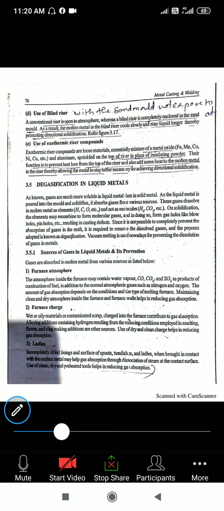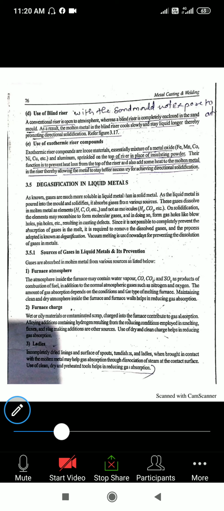So which methods and sources are involved, and what precautions are to be taken for degasification, that we have to study now. Okay, gas is absorbed in the molten metal from various sources, which are listed below. So how does gas enter the molten metal? Furnace atmosphere, furnace charge and the ladle. So what do we mean by the furnace atmosphere?